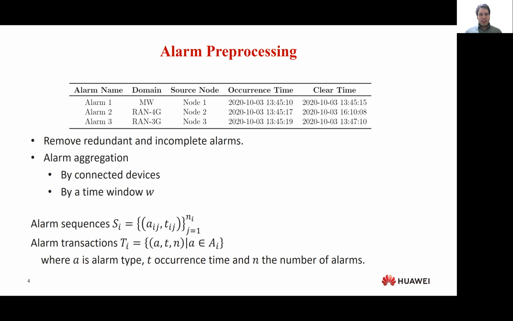After the aggregation, we denote each group as an alarm sequence. For each aggregated group, we only keep the information of the alarm types and their occurrence times. We also further transform the alarm sequences into alarm transactions. For the alarm transactions, we only keep one element for each alarm type in the window, together with the first occurrence time and the number of alarms of this type. So these are two slightly different representations of the same underlying information.